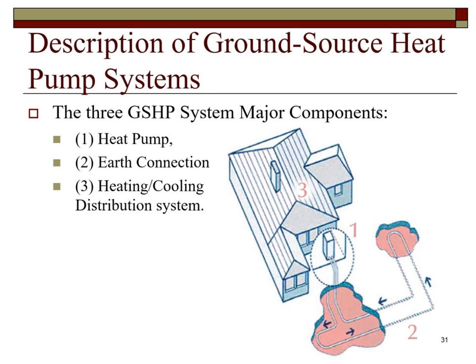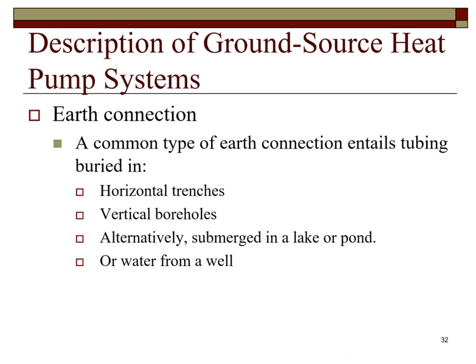A ground source heat pump must have three components: a heat pump, an earth connection, and a distribution system. The earth connection can be horizontal trenches, vertical boreholes, submerged into a lake or pond, or use water from a water well.